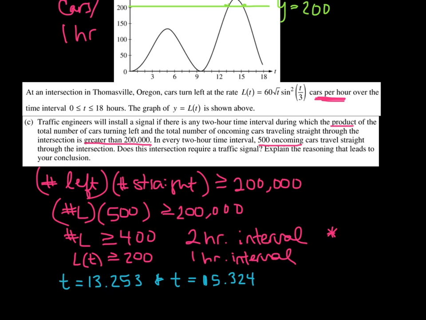Therefore, during any 2-hour interval of that time, they are going to have to require a traffic signal. That's the concept: because more than 2 hours has passed. If this was 13.25 and 14.25, that wouldn't matter because that was just an hour, and so you wouldn't have gotten 400 cars at a rate of 200 cars per hour. But because there is a time interval that is greater than 2 hours, we can definitely say that they are required to have a traffic signal.